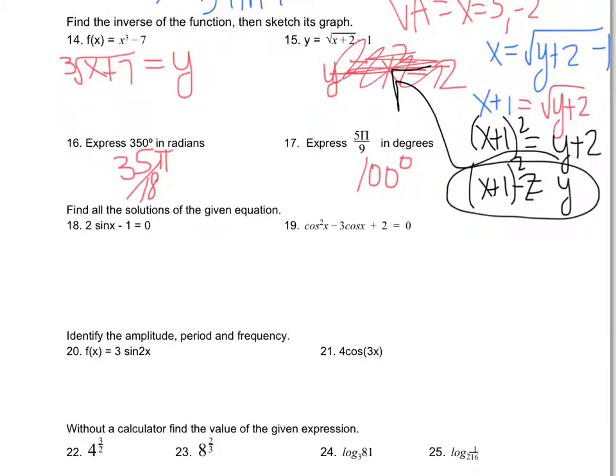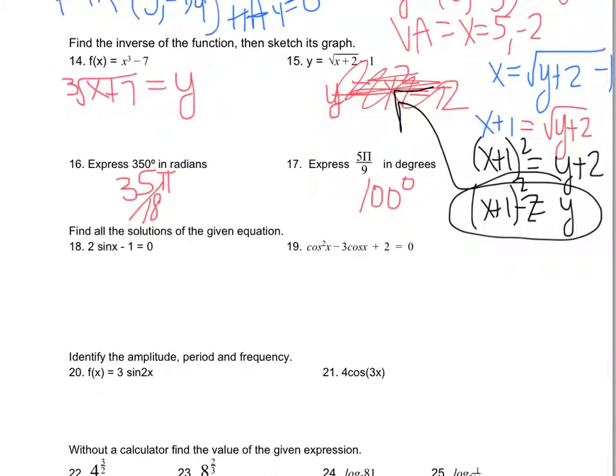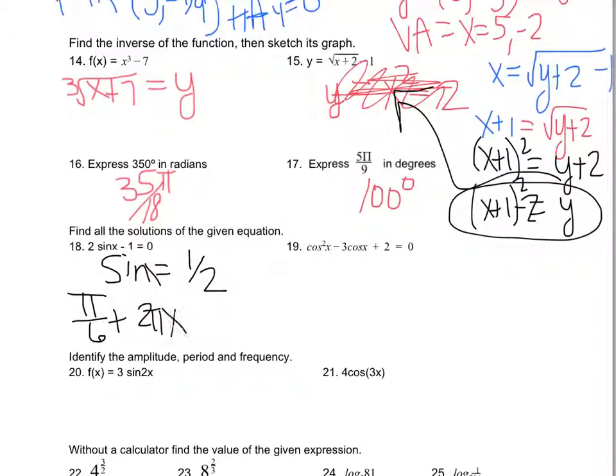For 18, sine of x is equal to a half. Absolutely. So if you use your chart, it's pi over 6 plus 2 pi x, and you add the 2 pi x to take care of any rotation, going around again. And then it's also 5 pi over 6 plus the 2 pi x.